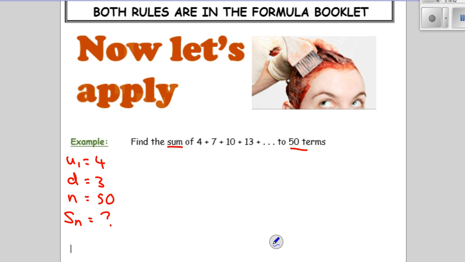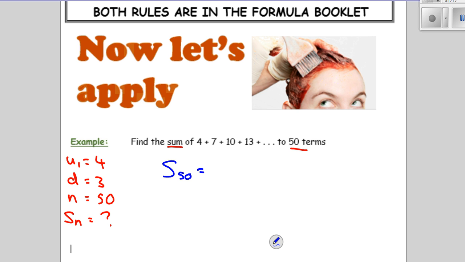So S of 50. You can call the sum of 50 terms S of 50. I'm doing that because the question might not have said find the sum, they might have just said find S of 50. So when you go back you can understand what S of 50 means: it means the sum of 50 terms. And then you can just plug in stuff. We need to use the second version because we don't know the last term.